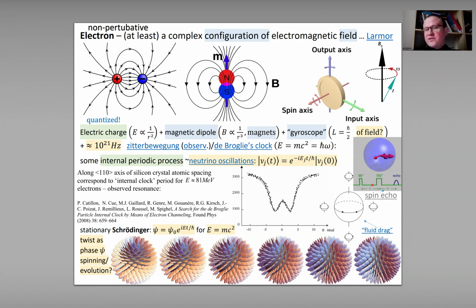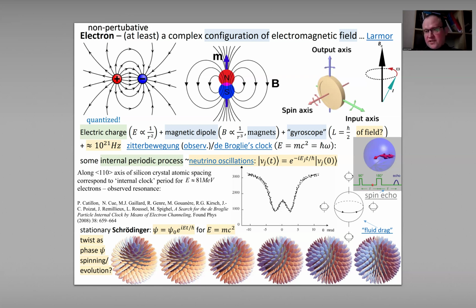For a neutrino, these are oscillations, a more sophisticated evolution, which I also talk about. And the clock for the electron was also observed experimentally. There is this very nice article where they used fast electrons, 81 MeV electrons. Thanks to that, the distance between ticks of the clock agrees with the lattice of a silicon crystal. So they get resonance between the clock and the spatial lattice, getting increased absorption.